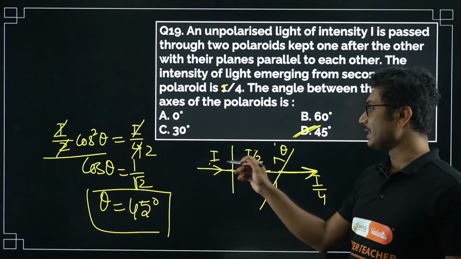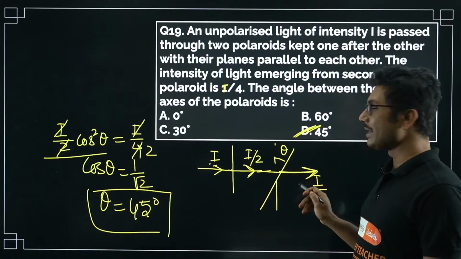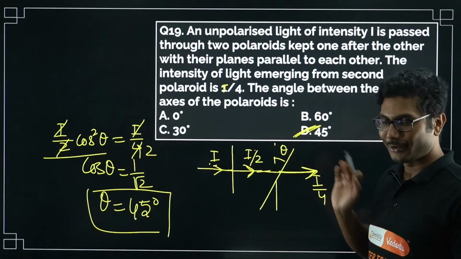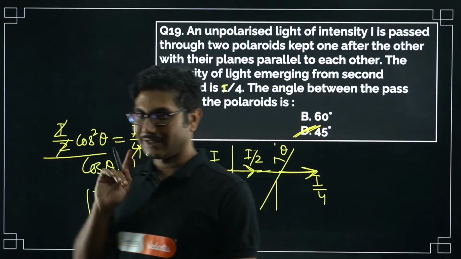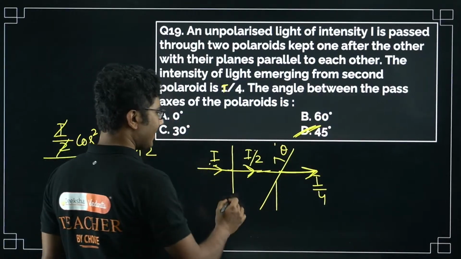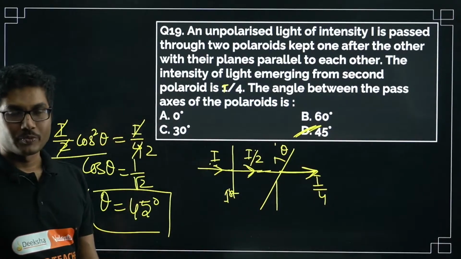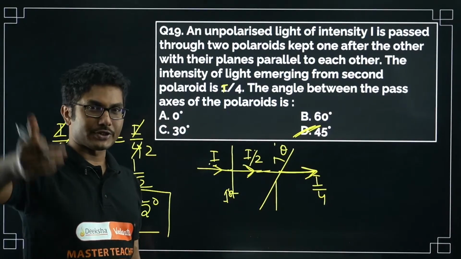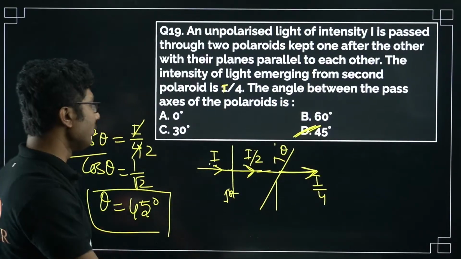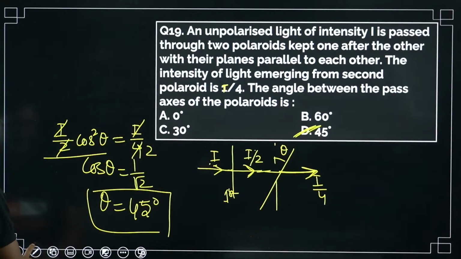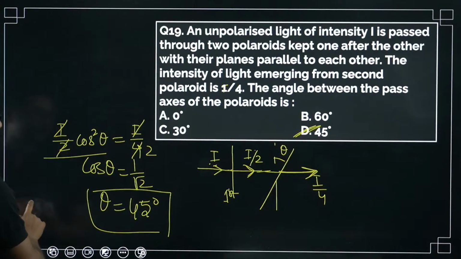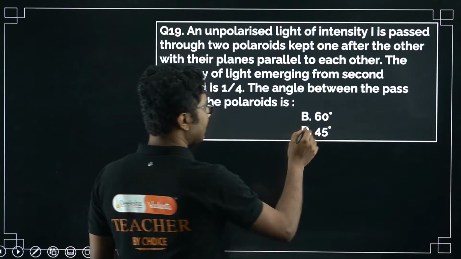You are thinking, okay, this is I by 2, another will be I by 2, then another will be I by 4. No, not like that. Only the first Polaroid, whoever is first, that will give you I by 2. Now sometimes in some questions, to confuse you, what they give you is this. This is the correct answer.